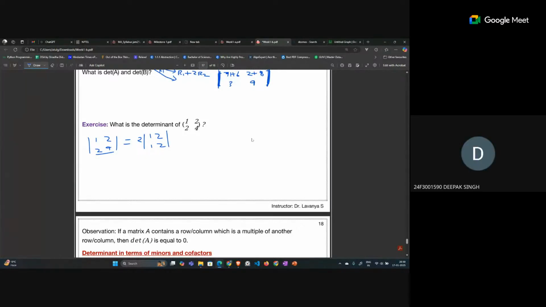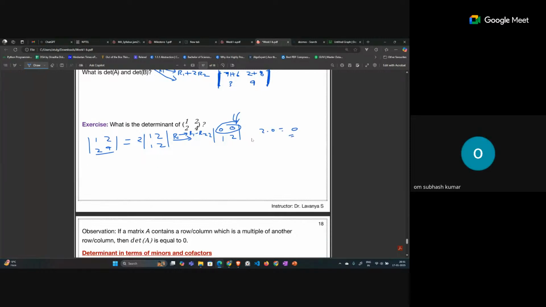Now these are 2 rows, right? So we can apply this operation row 1 minus row 2, and we are replacing row 1. So we will get 0, 0, 1, 2, 2 times. Now we can calculate the determinant of this, because if any one row or any one column is 0, the determinant is 0. So 2 times 0 is 0.